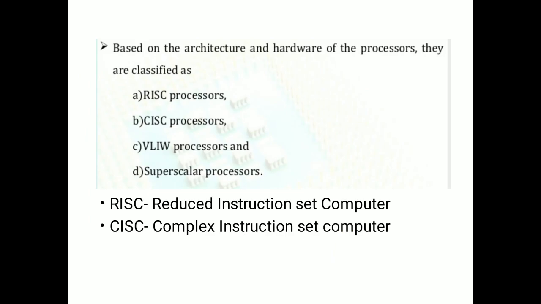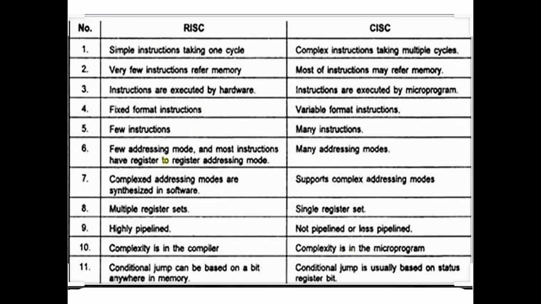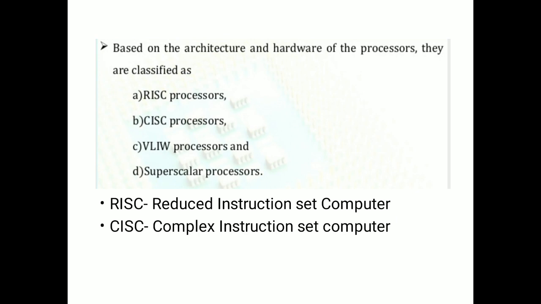Based on the architecture and hardware of the processors, they are classified as follows: RISC processors, CISC processors, VLIW processors, and superscalar processors. So here RISC stands for Reduced Instruction Set Computer and CISC stands for Complex Instruction Set Computer.